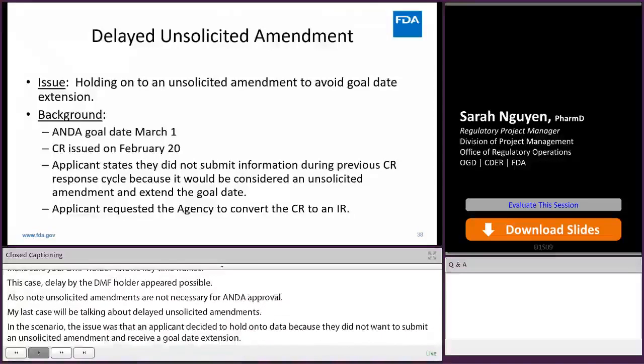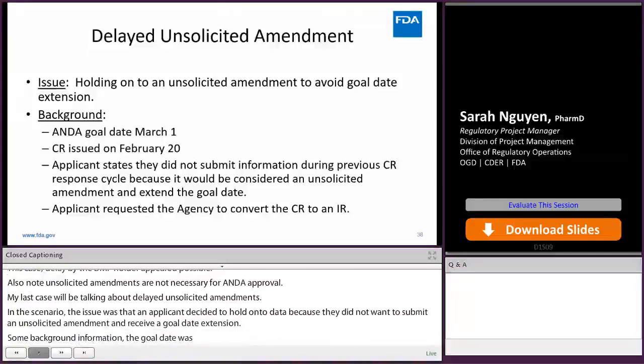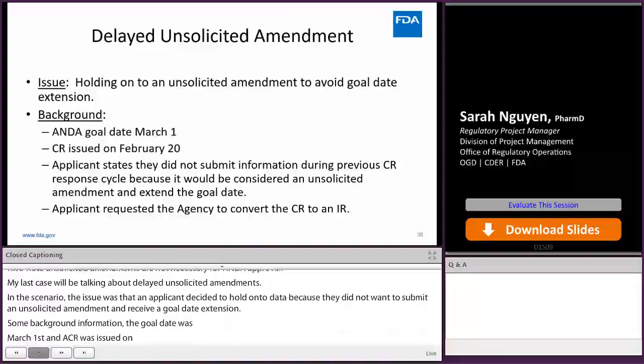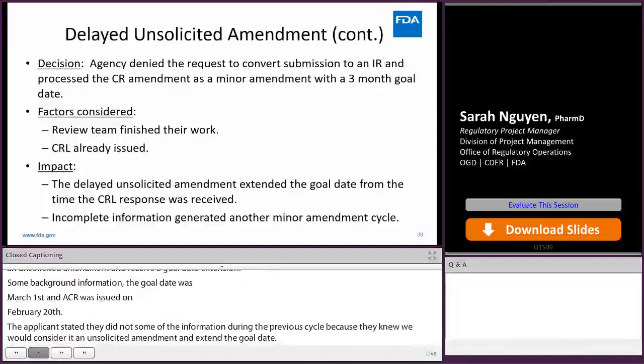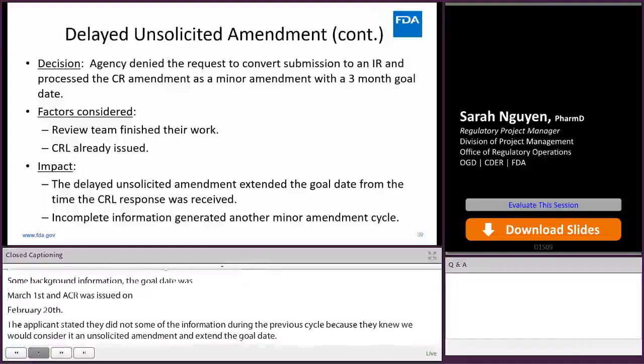The applicant stated that they did not submit the information during the previous cycle because they knew we'd consider it an unsolicited amendment and extend their goal date. The applicant then requested that we convert the CR to an IR since they had the information readily available. The agency decided to deny the request to convert to an IR and process the CR amendment as a minor with a 3-month goal date.